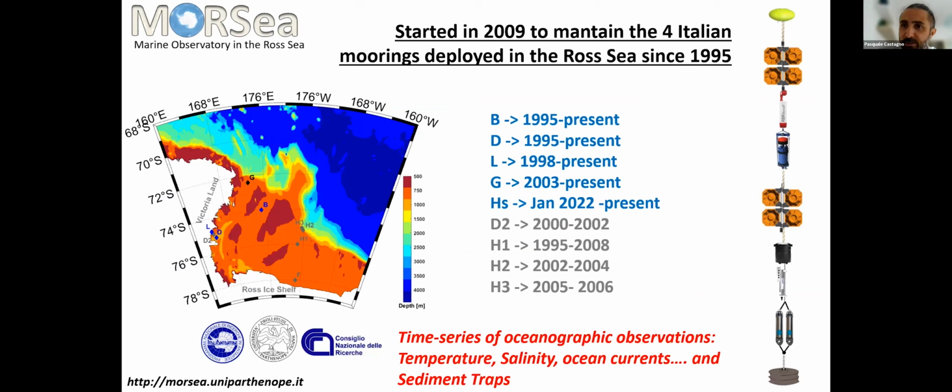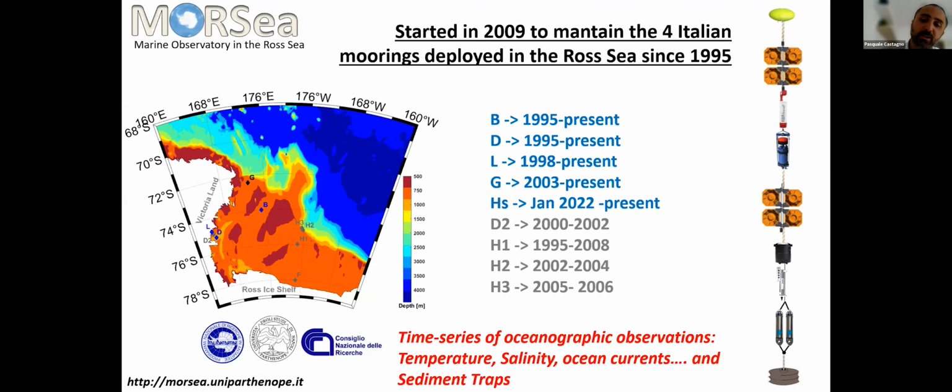The Italian marine observatory in the Ross Sea was started in 2009 to maintain the moorings that were coming from other projects in the past. Now we have 5 active moorings in crucial areas of the Ross Sea. We have moorings D and L that are in the Terra Nova Bay polynya area, where during winter there is ice formation. And we have other moorings, G, B, and HS, where we have the export of the Antarctic bottom water from the continental shelf and the intrusion of circumpolar deep water over the shelf.